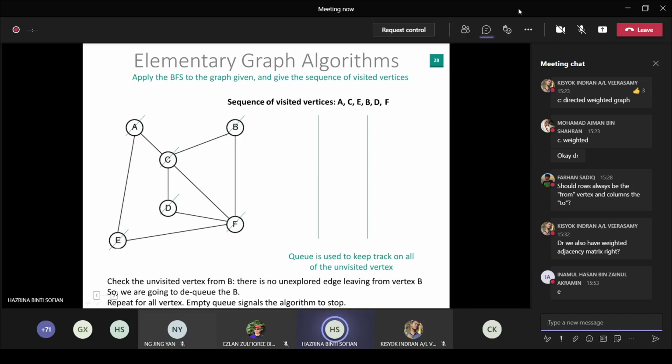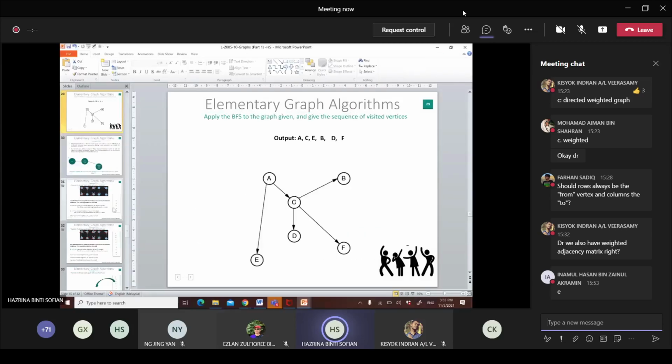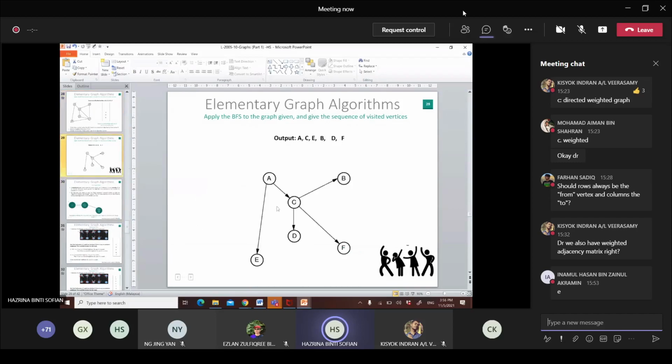So again, an empty queue signals the algorithm to stop. So the output in order, the shortest path will be first from country A go to country C, then go to E, then go to B, go to D, and go to F. Okay, I just realized something. Okay, correct. So this is BFS.